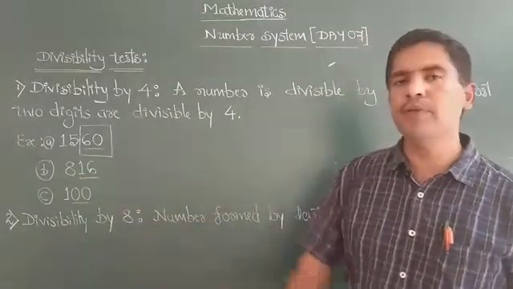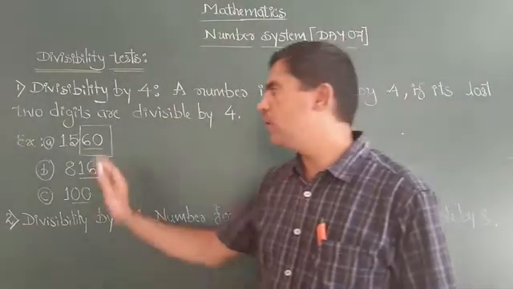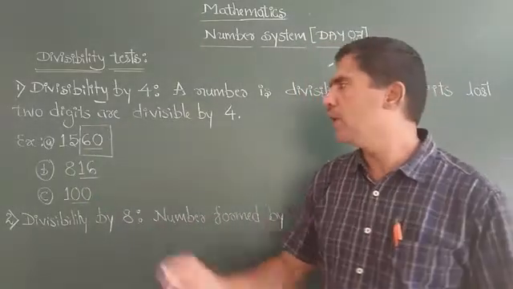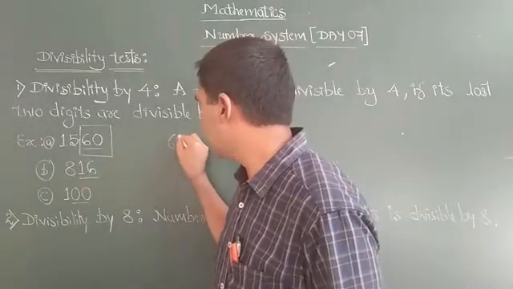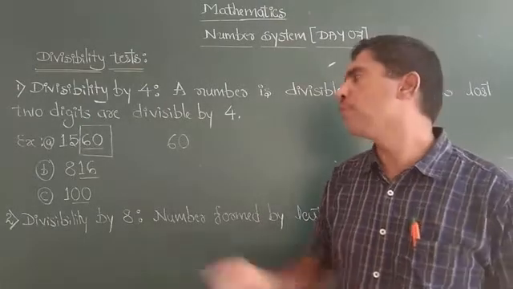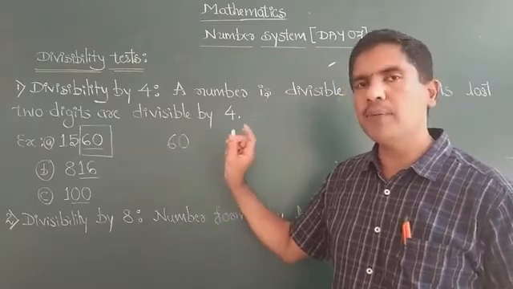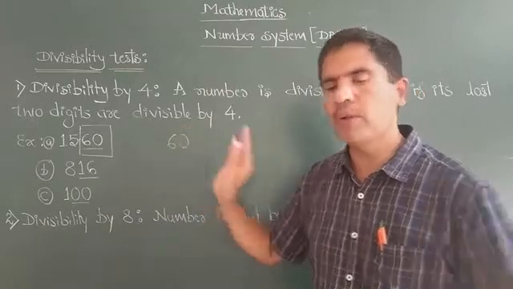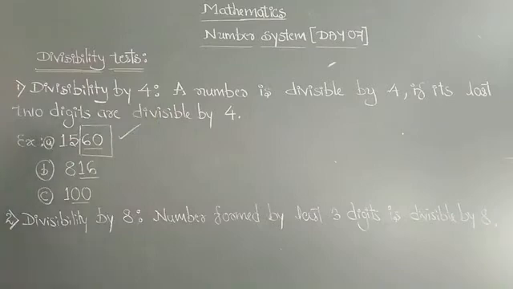I have given the examples here, 1560. I want to check whether 1560 is divisible by 4 or not. Then what should I do? The last two digits are 6 and 0, so I have the value 60. I should check whether 60 is divisible by 4 or not. You may check: 4 twos are 8, remainder 2, 20, 4 fives are 20. So the remainder becomes 0. 60 is divisible by 4. That's why 1560 is divisible by 4.